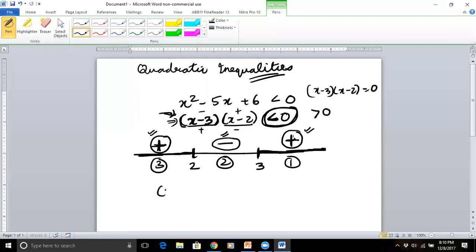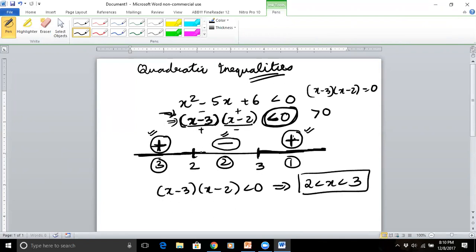So here, since I have (x minus 3)(x minus 2) less than 0, the solutions for x have to be any value between 2 and 3, this portion of the number line where all values are going to be negative. And if the question had given me (x minus 3)(x minus 2) greater than 0, then the solutions are going to be in the positive portions of the number line. So x has to be greater than 3, to the right of 3, and x has to be to the left of 2, that is x less than 2, right? So that would be the procedure to solve a quadratic inequality.